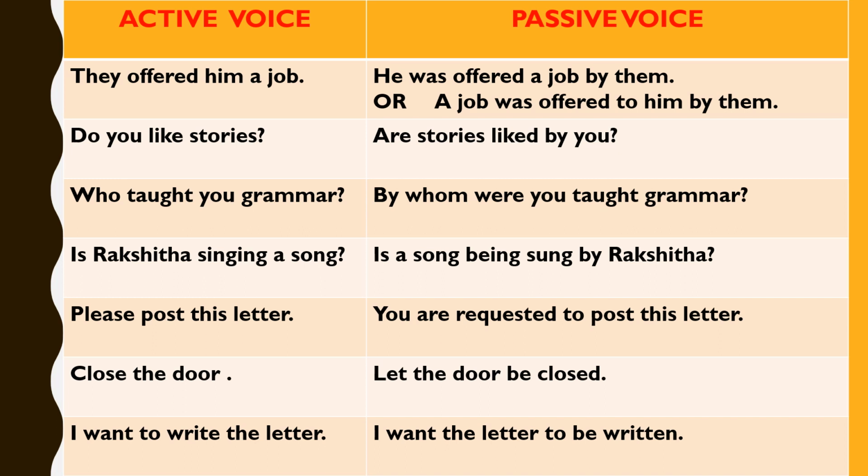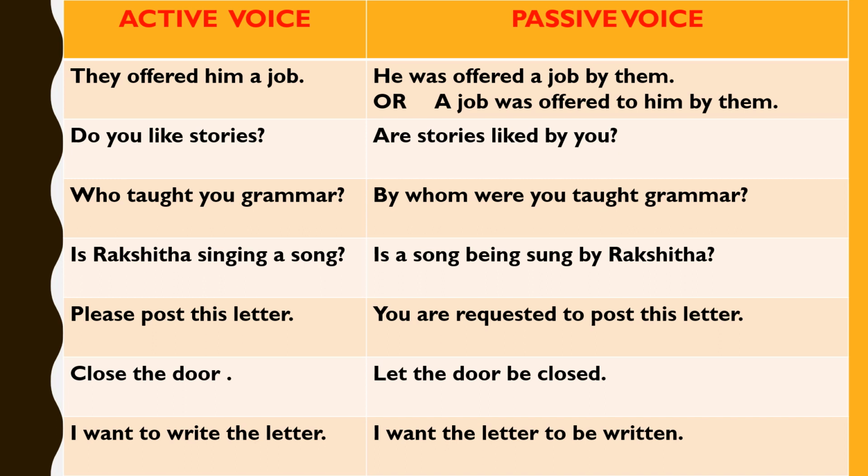Here are some more peculiar examples. Let's go with the first one. They offered him a job. If you observe the sentence, here there are two objects. One is him and another is a job. Him is the indirect object. A job is the direct object. So you can frame sentences considering either object as first. That is, either you can consider him as the first object or a job as the first object.